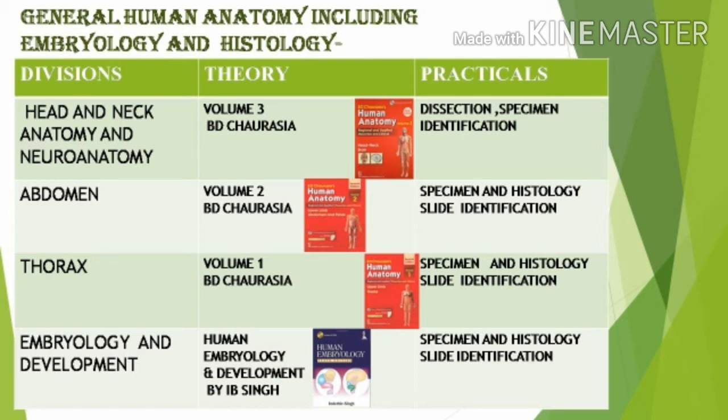To study abdomen anatomy, BD Chaurasia Volume 2 has to be referred. And for thorax anatomy, BD Chaurasia Volume 1 has to be referred. For embryology and development, the book by I.B. Singh on this topic is a good one to refer. For practicals of abdomen, thorax and embryology, specimen identification and histology slide identifications are to be studied.